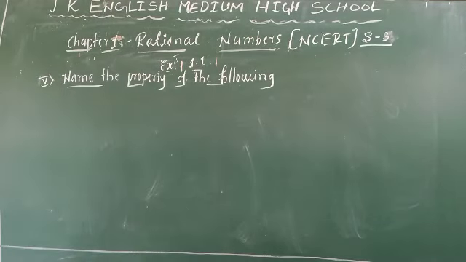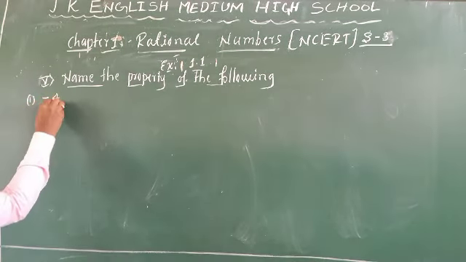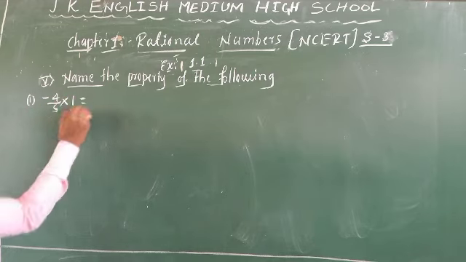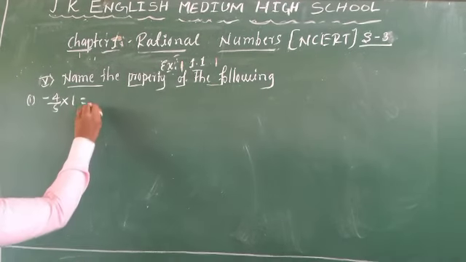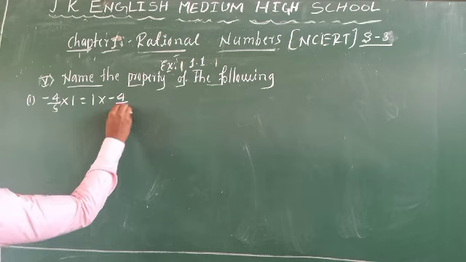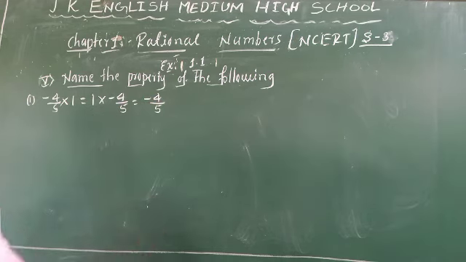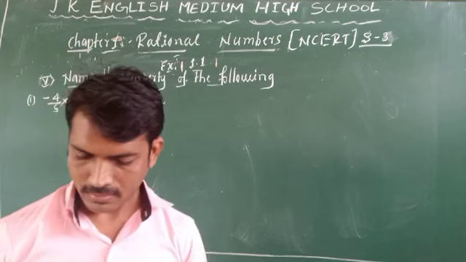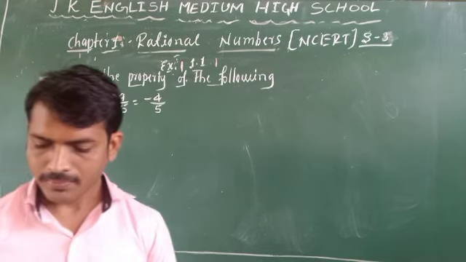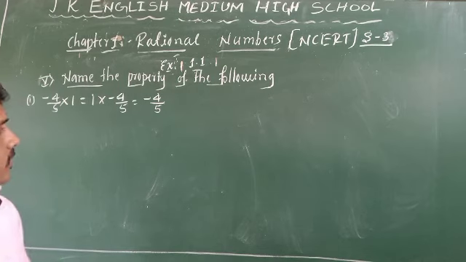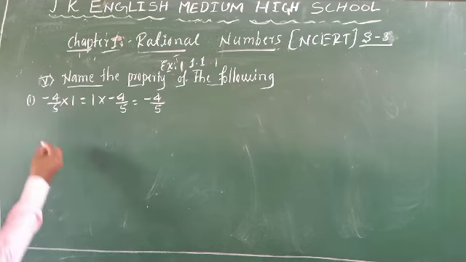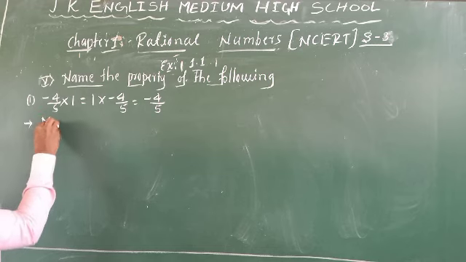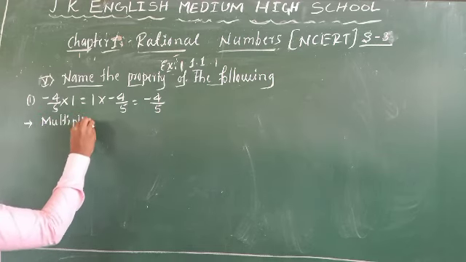First one, minus 4 by 5. Question number 1. Minus 4 by 5 into 1 is equal to 1 into minus 4 by 5 is equal to minus 4 by 5. Understand me? Okay. First one is what? Name the property. So minus 4 by 5 into 1 is there. Correct? Only 1 is there. Which property has been used? That is the multiplicative identity.